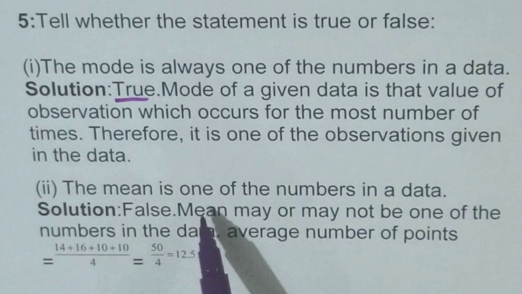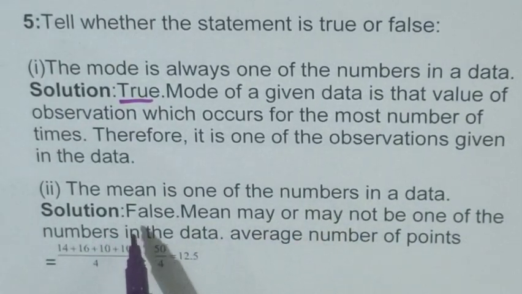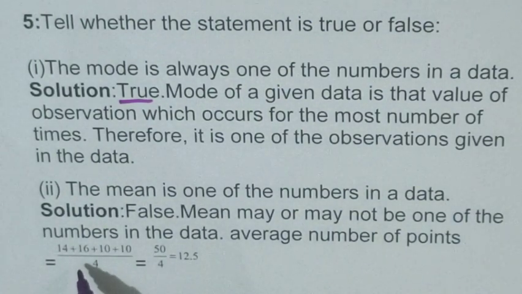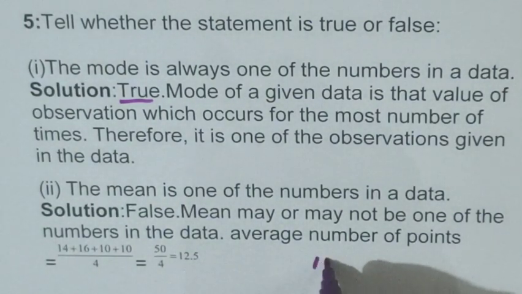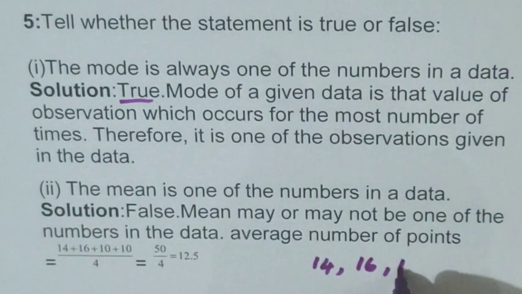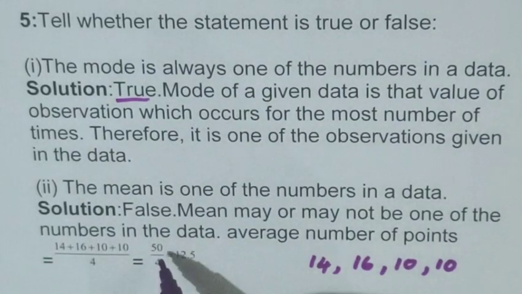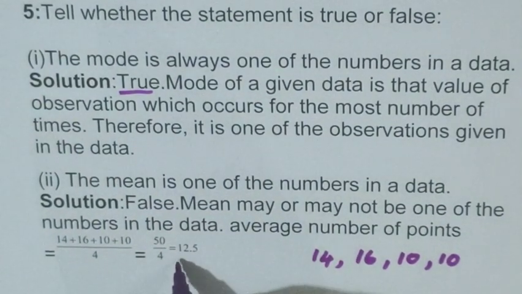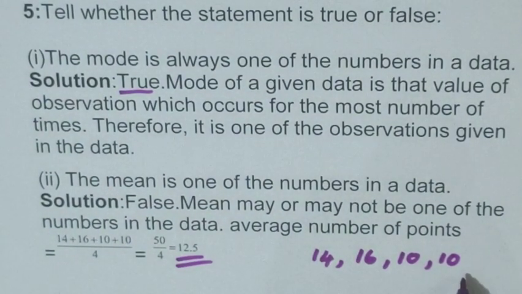Now the second question. The mean is one of the numbers in a data. It is false. Why is it false? The mean is the sum of the observations divided by the number of observations. For example, take 14 plus 16 plus 10 plus 10 divided by 4. The sum is 50 and the number of observations is 4, so you get 12.5. 12.5 is not there in the data.